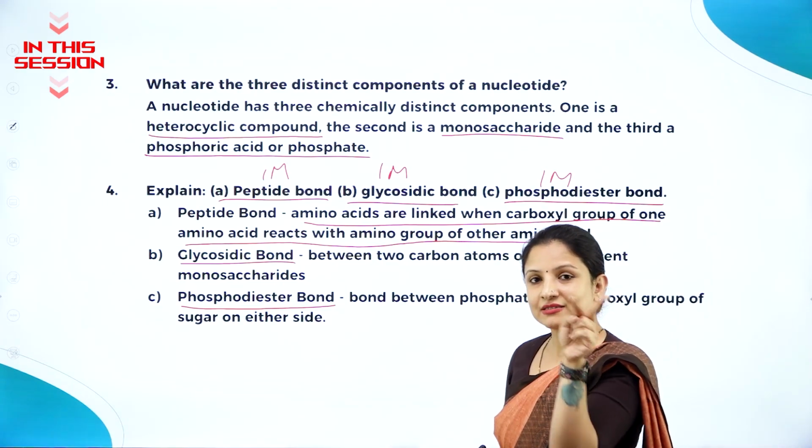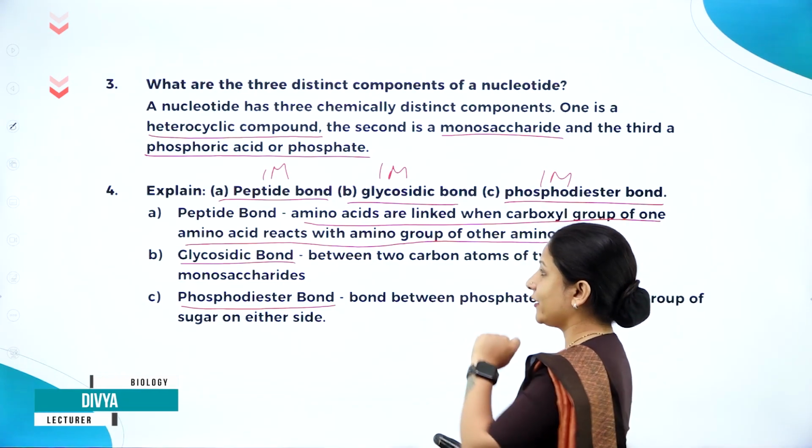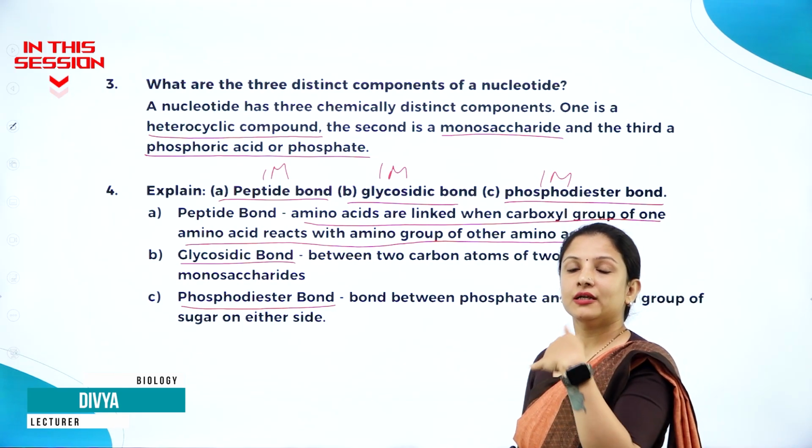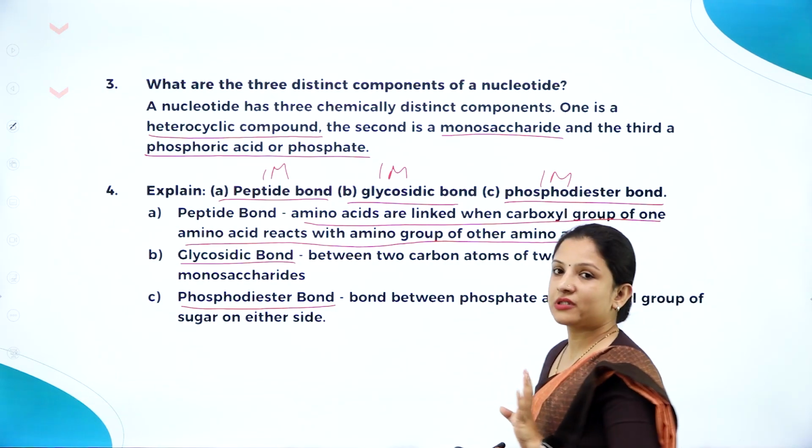Two monosaccharides are attached to each other by glycosidic bond. Amino acids are linked through their carboxyl group, amino group and all that, by peptide bond.